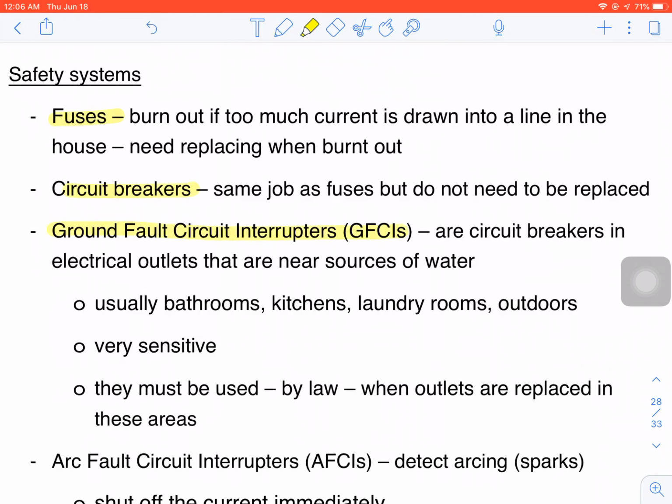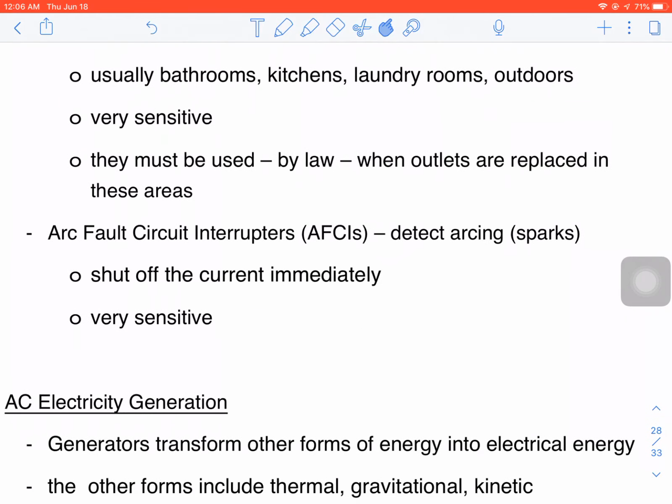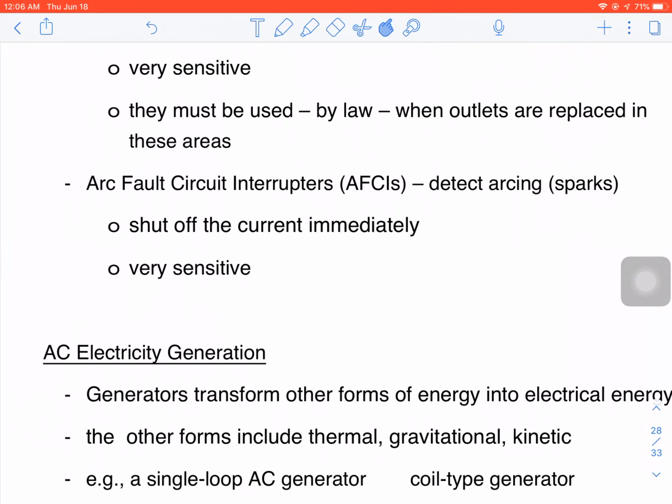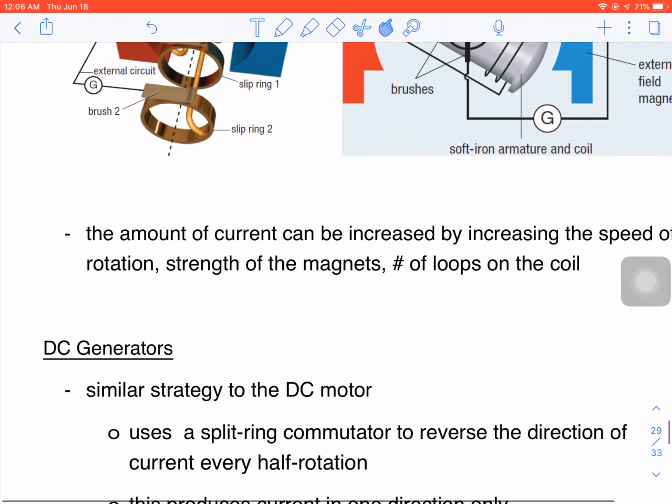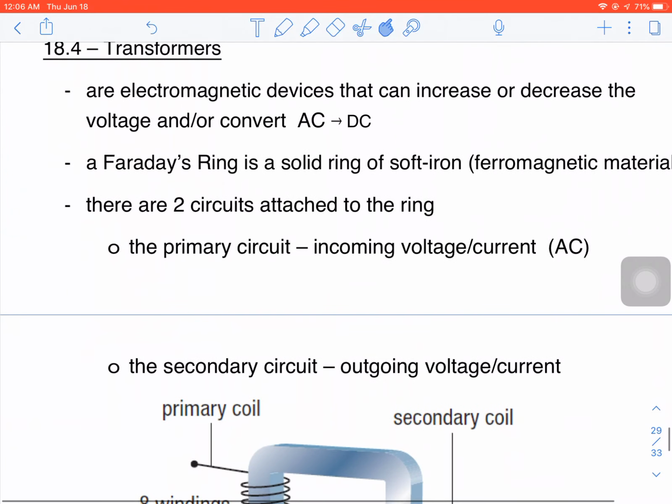and it can be reset very quickly if we've just tripped it by putting maybe too many things on that circuit. There are new types of circuit interrupters called arc fault circuit interrupters, and again, they are even more sensitive than the GFIs, but the GFIs are kind of the standard today. I'm not going to go through the AC generator or the DC generator.